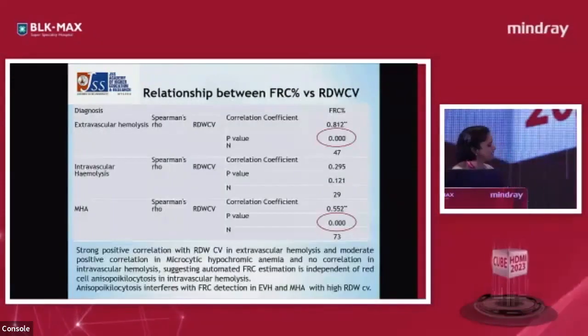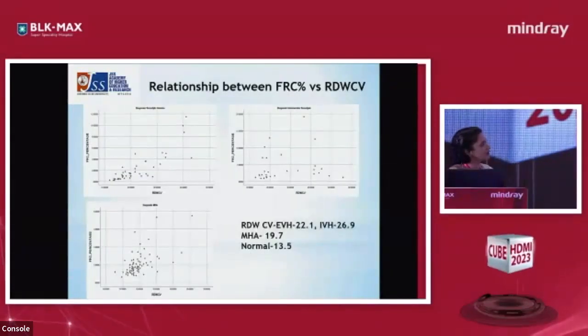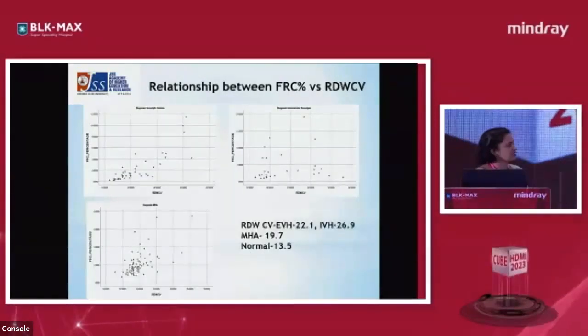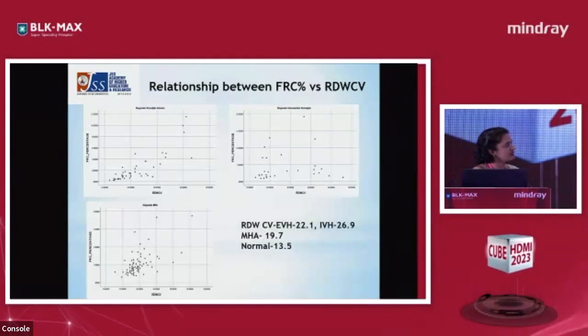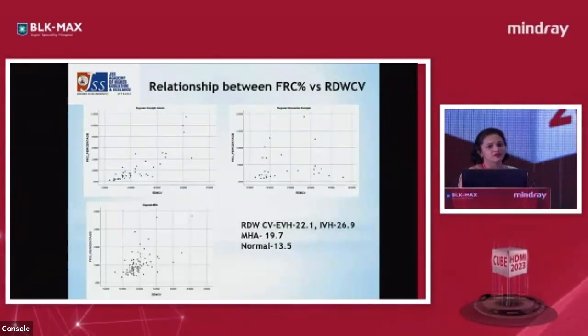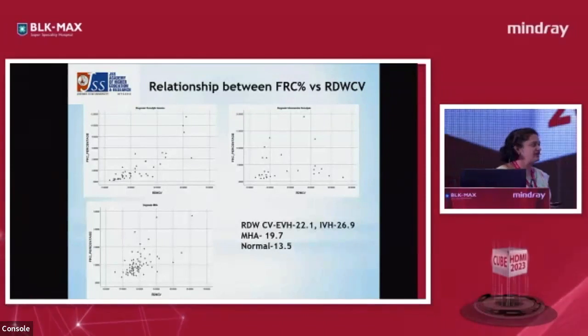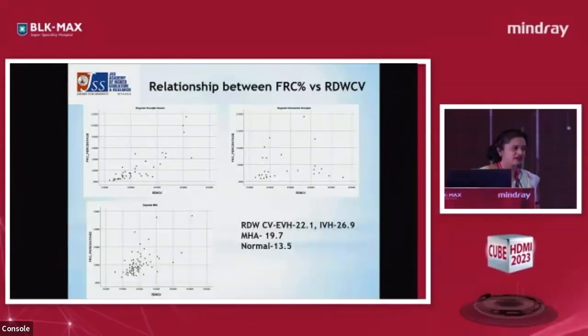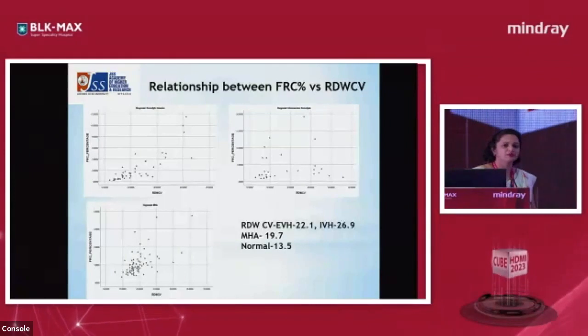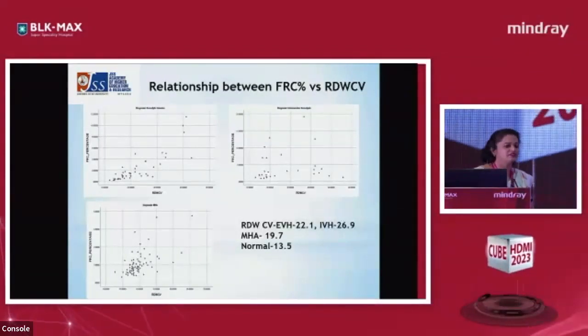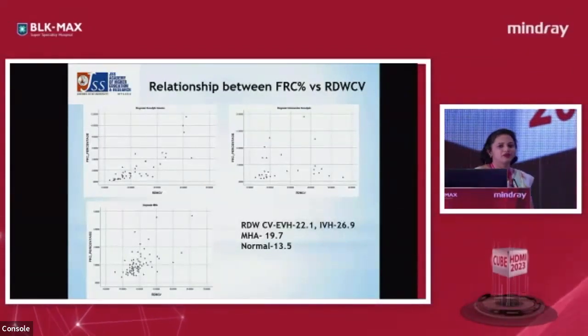So in group 1, that is extravascular hemolysis, the mean RDW-CV value was 22.1%, whereas for intravascular hemolysis, the RDW-CV was 26.9, whereas for microcytic hypochromic anemia, it was 19.7, and in the normal group, it was 13.5.